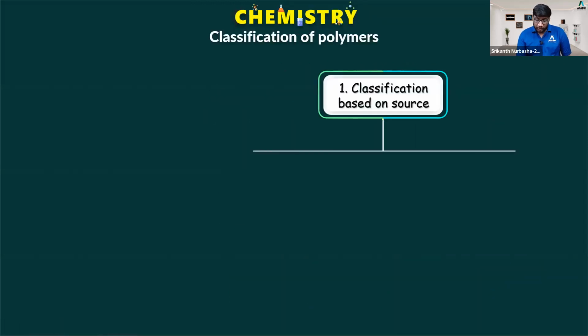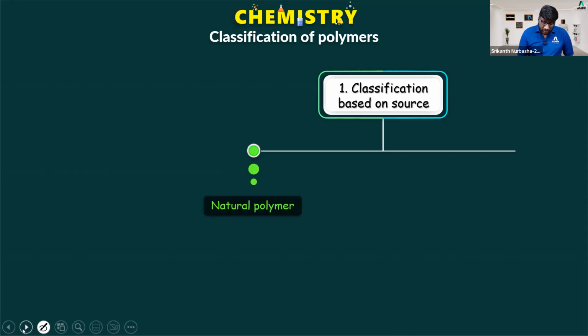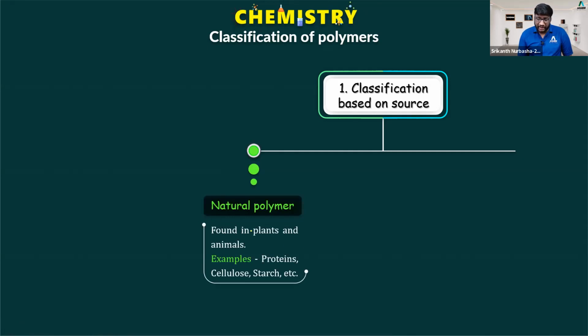Classification based on source. First, you have to classify based on the source, like natural polymers, artificial polymers, like synthetic and semi-synthetic also. Like derivatives of natural, you can have semi-synthetic polymers. Natural polymer means like natural rubber, you can take an example, found in plants and animals. Proteins, cellulose, starch, these are some examples given here. Natural rubber is also an example.